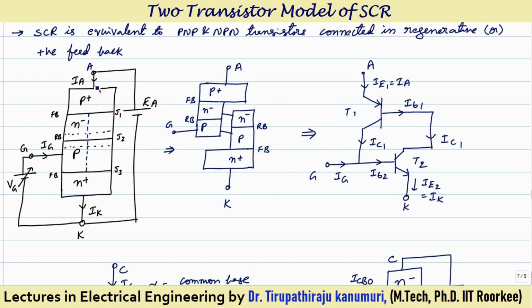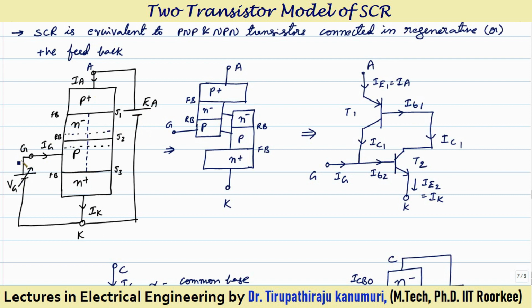We take the terminals from the top and the bottom layer. The top layer, connected to P plus, is called the anode, the one connected to the N plus region is called the cathode, and the internal P region is called the gate. So the gate is connected here. Generally in forward bias, this P plus is connected to the positive terminal and this N plus is connected to the negative terminal. That means the anode is connected to the positive terminal and the cathode to the negative terminal. We say that it is forward biased.